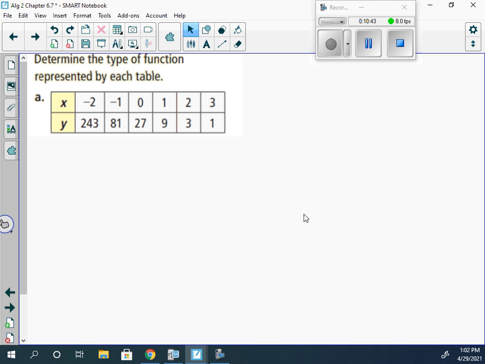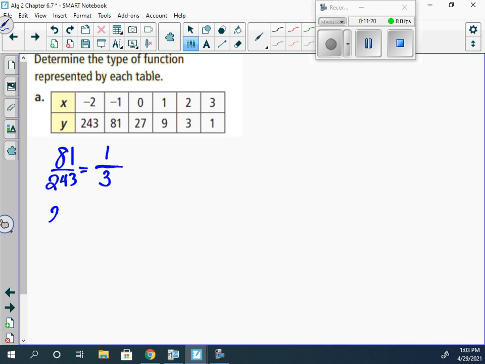How about this one here? What do we think? 243, 81, 27, 9, 3, 1. So I would agree there's a 3, because we can see this here, 81 over 243. So we're multiplying each one by 1/3 is what it works out to be.